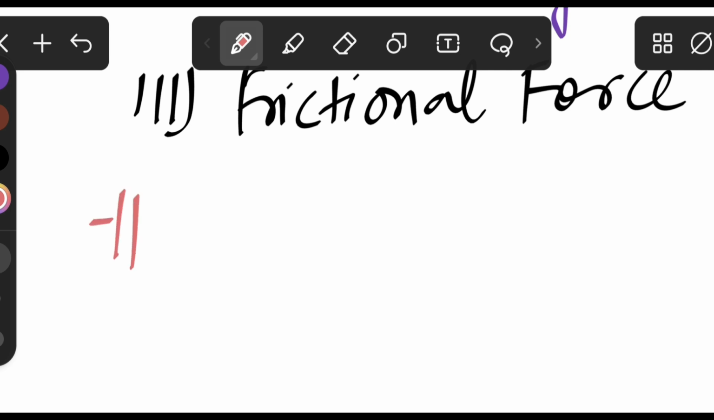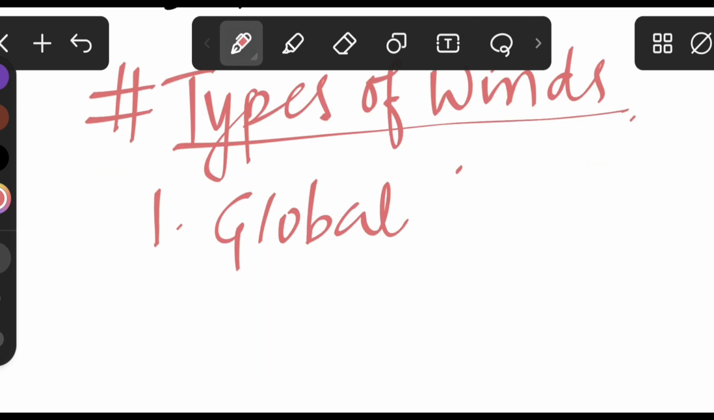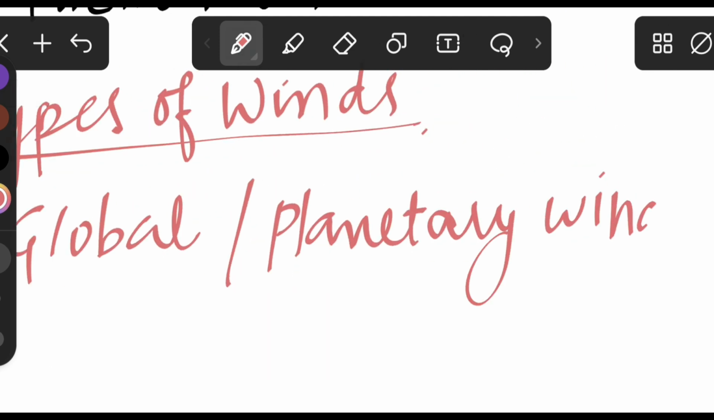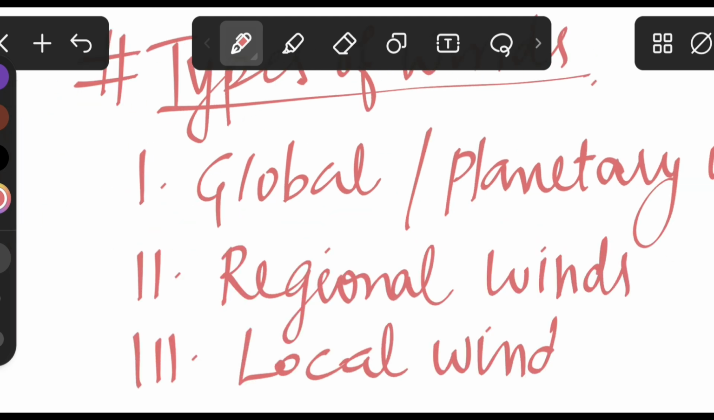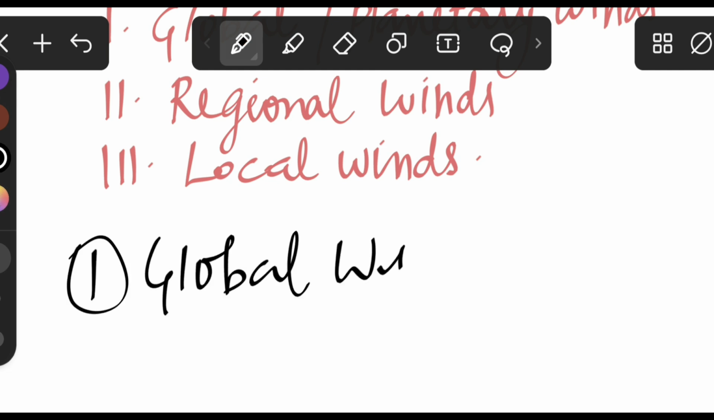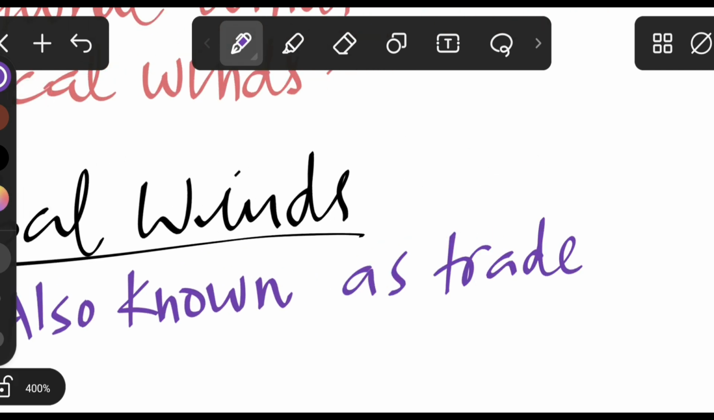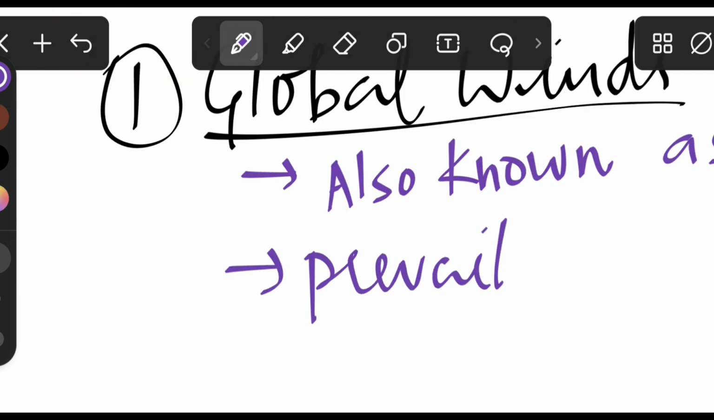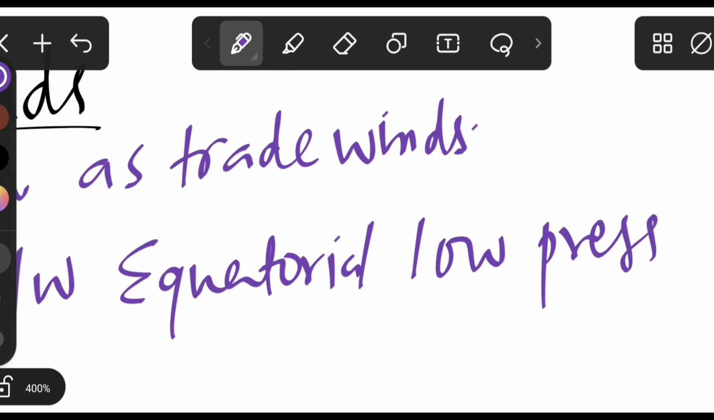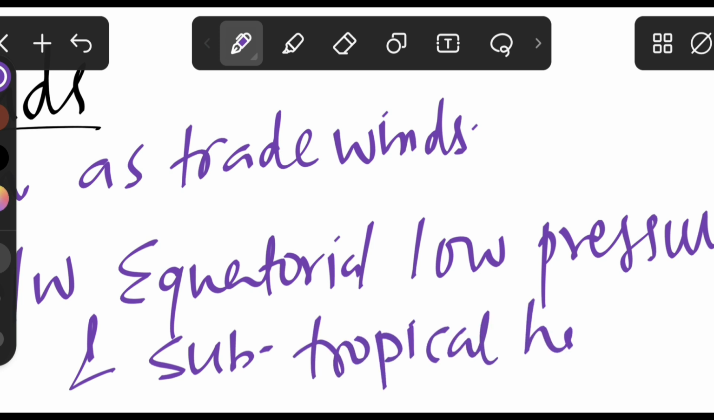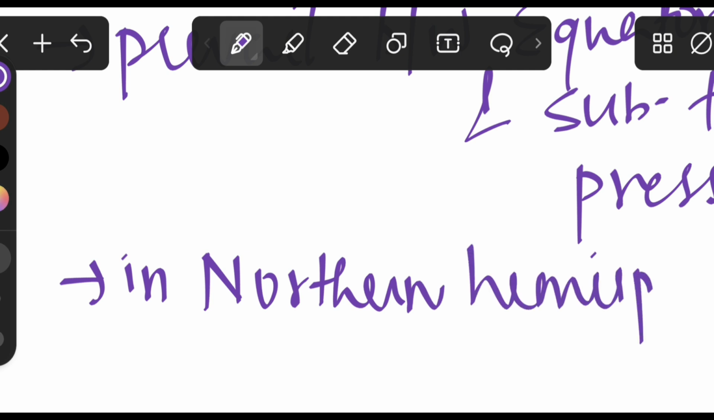Now let's see the types of winds. The first one is global winds or planetary winds. The second one is regional winds, also known as seasonal winds. The third one is local winds. So let's see the global winds. Why are these known as global winds? Because they blow all over the globe, all over the planet. So the name is global winds. There are three types of global winds: the first is trade winds, the second is westerlies, and the third is easterlies.